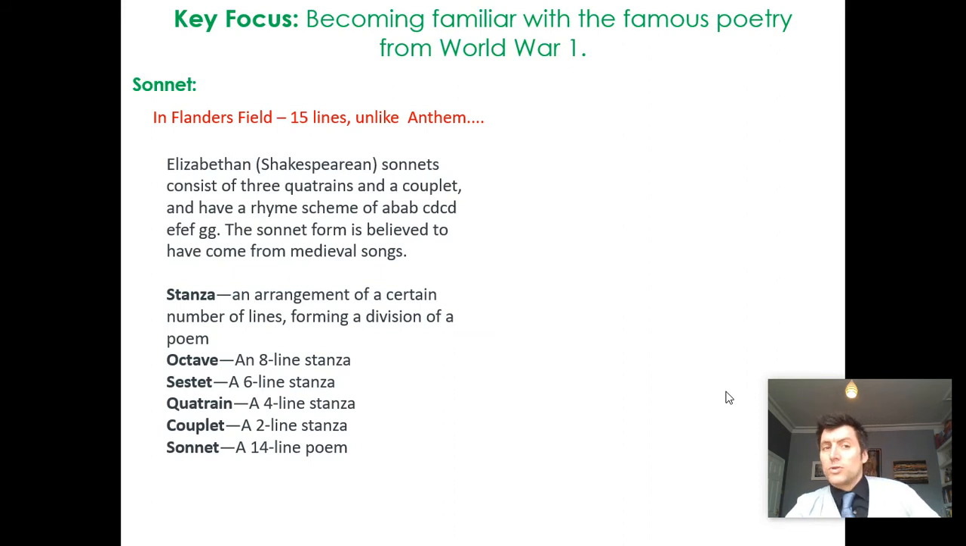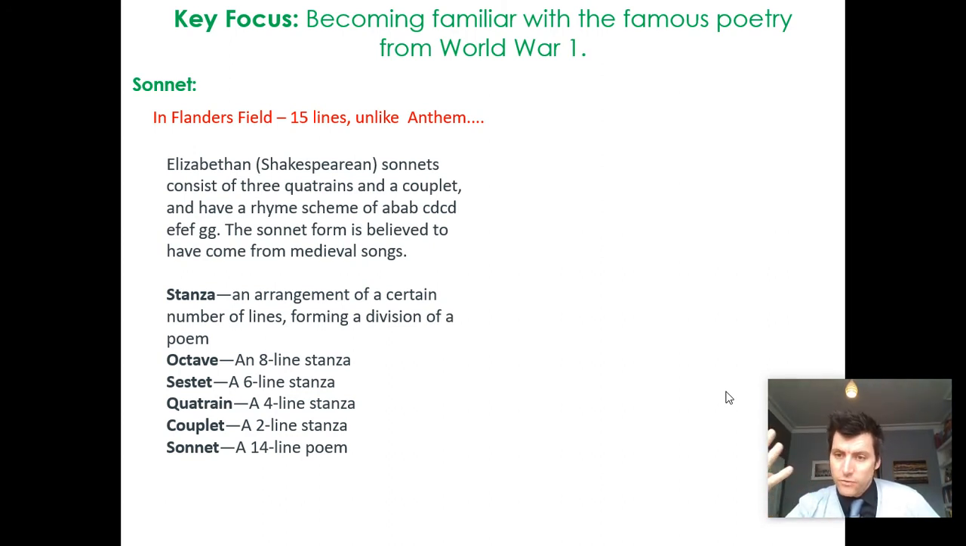The poem was what's called a sonnet. Now, a sonnet, or certainly the traditional Elizabethan, so Shakespearean, so Queen Elizabeth I time, sonnets had 14 lines. Okay, they're believed to come from medieval songs. That's where their origin is perceived as. Now, a group of lines within a poem are called a stanza. An 8-line stanza is called an octave, because you see oct, like octopus, has 8. Sestet is a 6-line stanza.